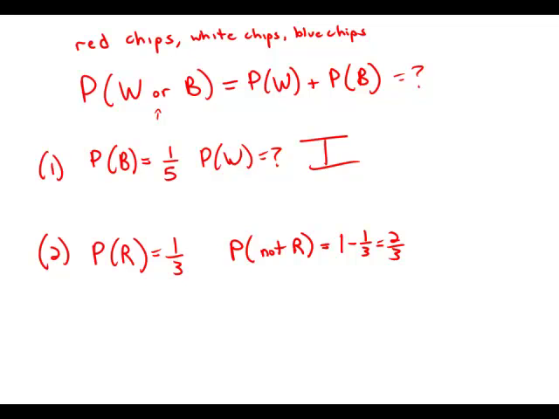But keep in mind that this idea of not red, well, what happens if you pick a chip and it's not red? Well, not red, that's the same as picking white or blue. There's only red, white, and blue chips. So if you pick a chip and it's not red, it has to be white or blue. And so it turns out that that directly allows us to calculate the probability of being white or blue. So this statement by itself is completely sufficient. 1 is insufficient, 2 is sufficient. Answer choice B.